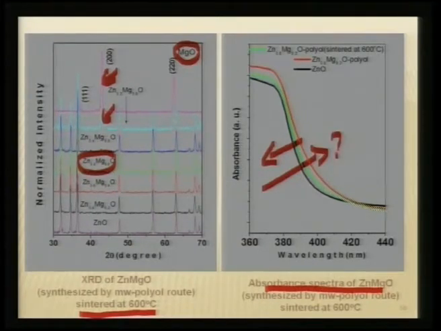So what we can clearly understand is that although there is a clean phase that we can see in the case of X-ray, within the detectable limit there is something else happening other than a clear alloying effect. Therefore, X-ray can actually mislead, because when you carefully look at it, there seems to be a phase segregation that is happening.